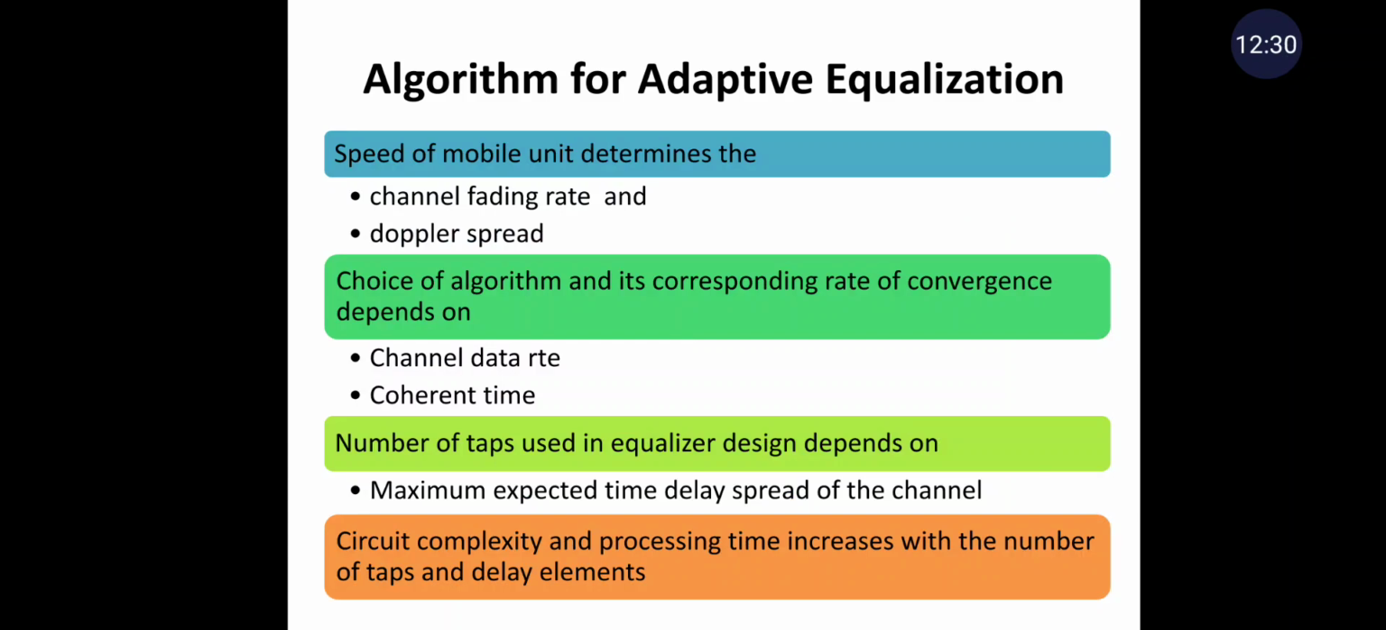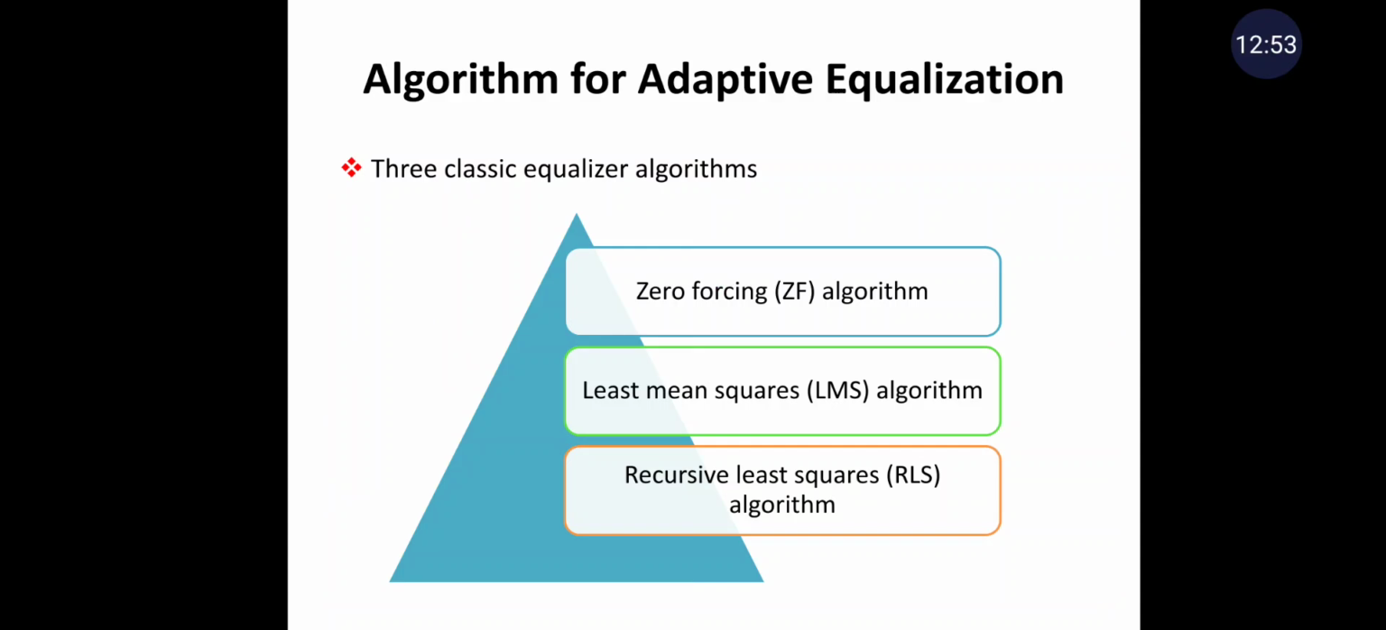For the algorithm for adaptive equalization, the speed of the mobile unit determines the channel fading rate and Doppler spread. So the choice of algorithm and its corresponding rate of convergence depends on channel data rate and coherence time. The number of taps used in equalizer design depends on the maximum expected time delay spread of the channel. The circuit complexity and processing time increase with the number of taps and delay elements. So the algorithms for adaptive equalization are given here.